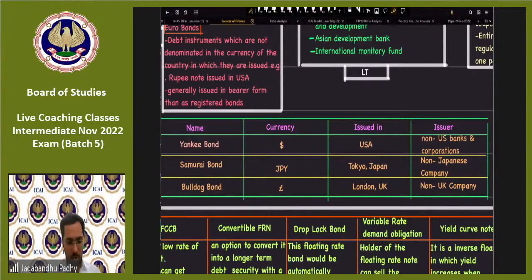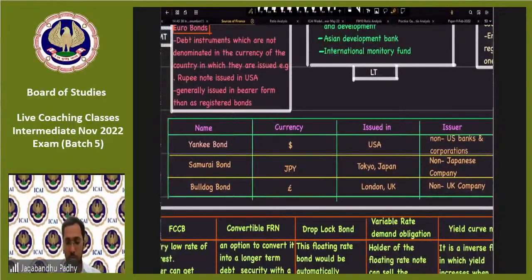So any country entity going to some other country and issuing bonds in their currency will have some special name. Like in the US, we call it Yankee. In Japan, we call it samurai, and in London, we call it bulldog. Just for your knowledge, in Canada it's called maple bonds. If you issue it in India, those are called masala bonds, right?